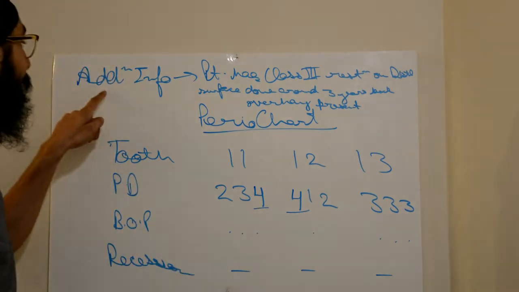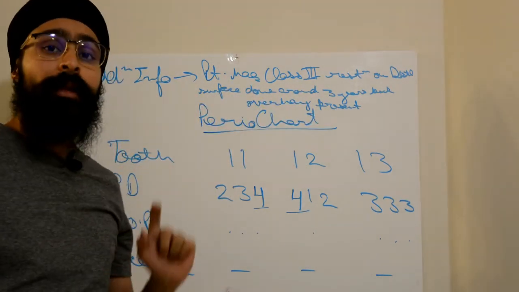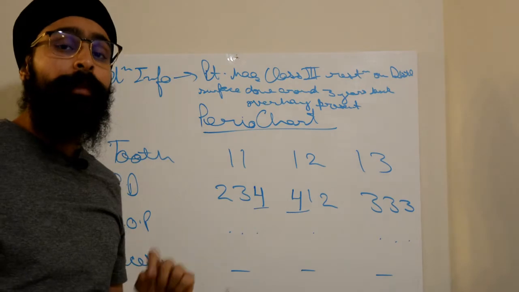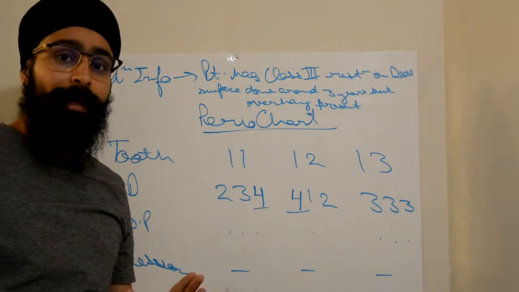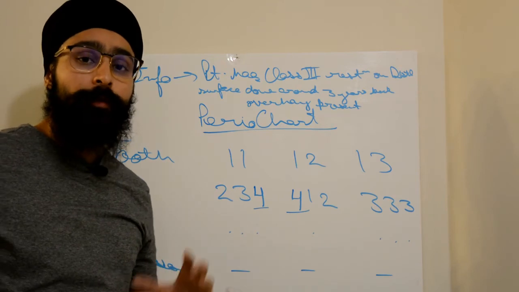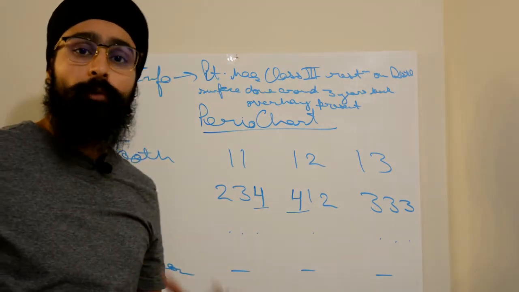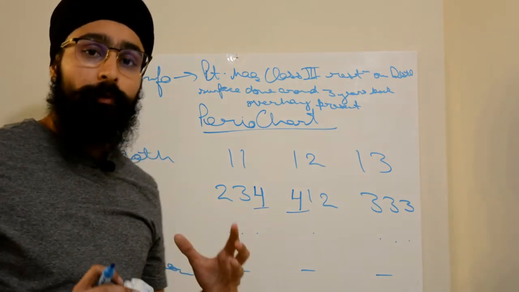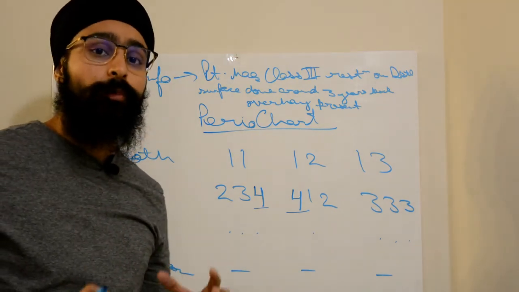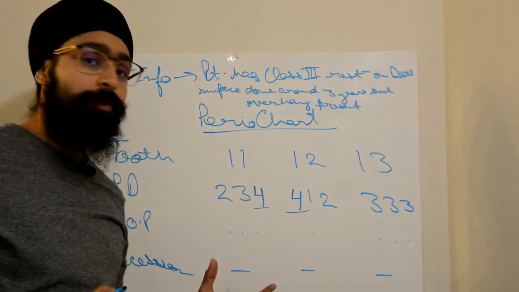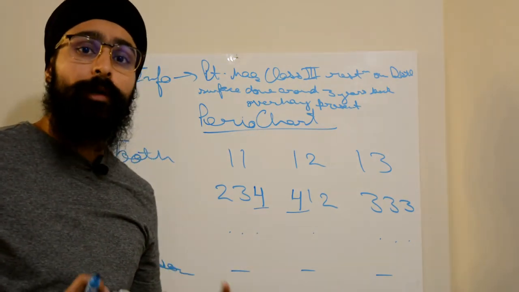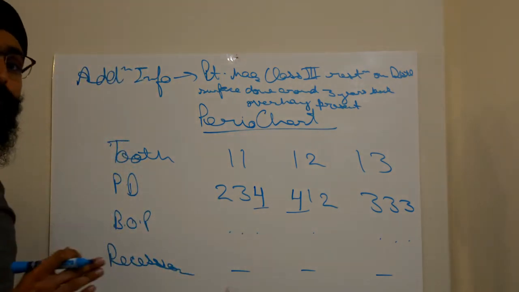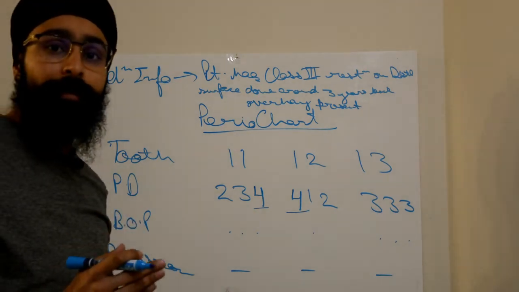But since this additional information has been given to you, there is a reason why the examiner has given you this information. The gingival overhang was impinging on the biological width of the tooth, and that had led to the bone loss. So this bone loss is not because of periodontitis, it is because of the local factors that were associated with the gingivitis. So in this scenario, the diagnosis will be gingivitis modified by local factors.